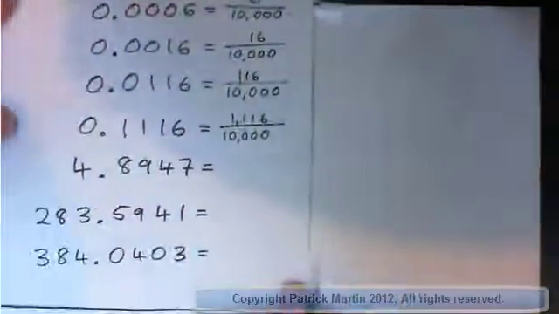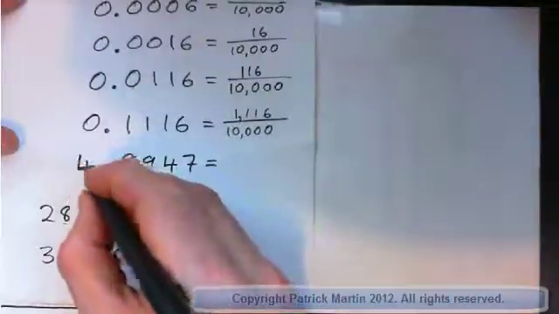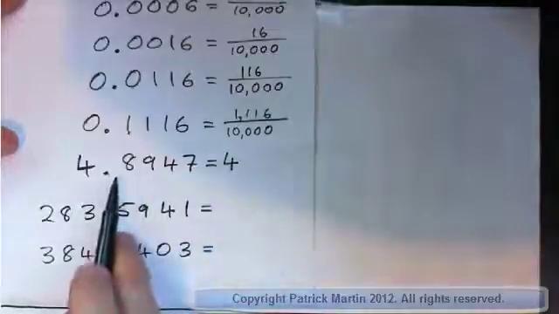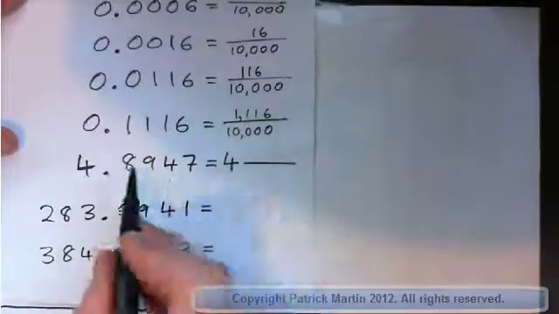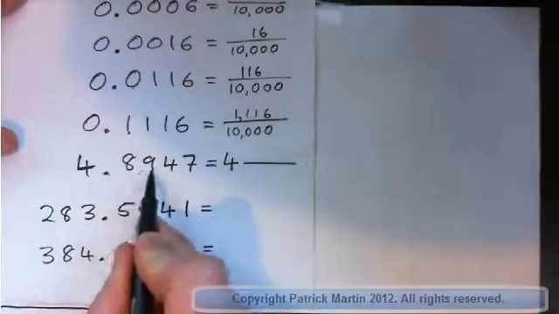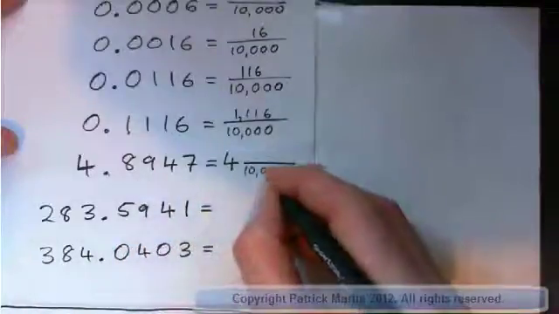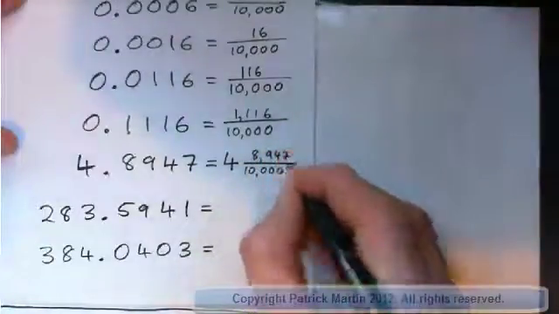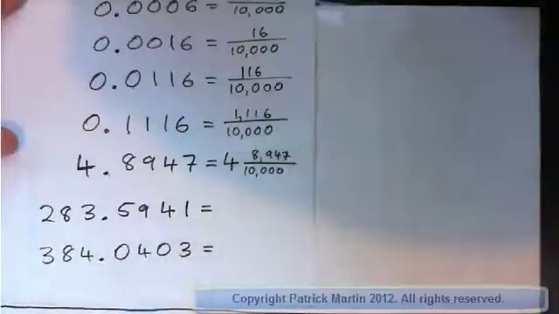Okay, how about these guys? 4.8947. That's 4 ones, so we'll write it as a mixed number. 4 and how many 10 thousandths? Right, so again it's tenths, hundredths, thousandths, 10 thousandths. So we're four places, so it's got to be 10,000, and it's 8947, right? How about this guy? Press pause and write the answer to these two.